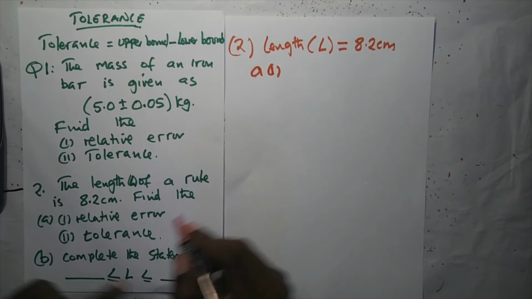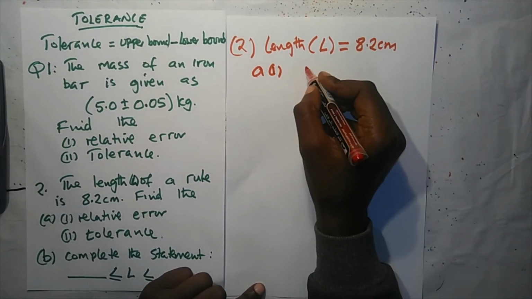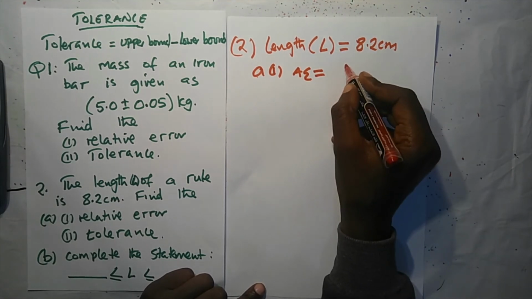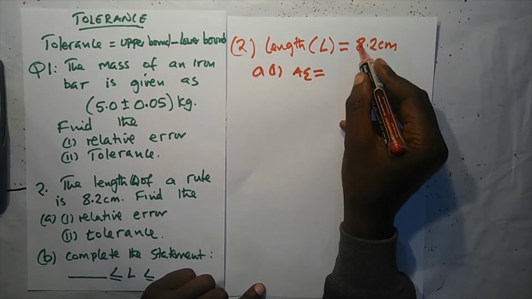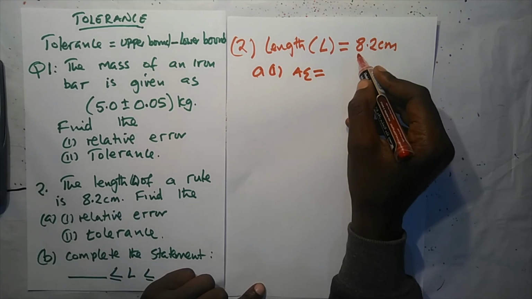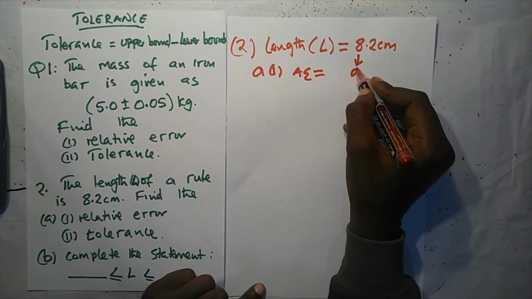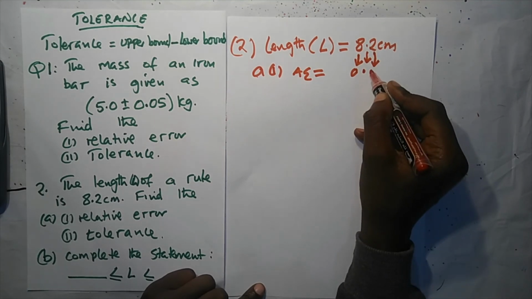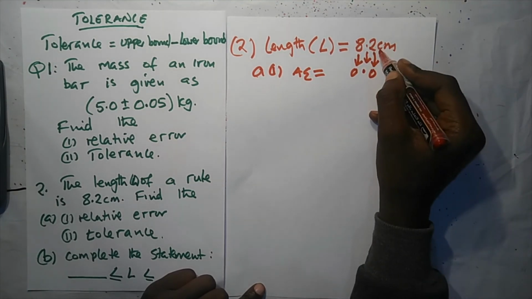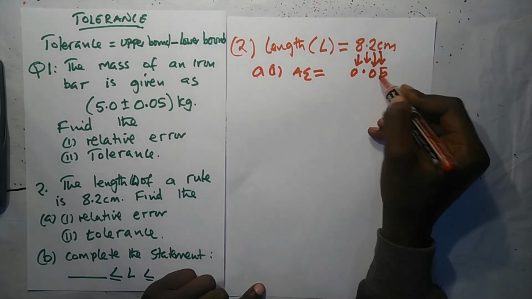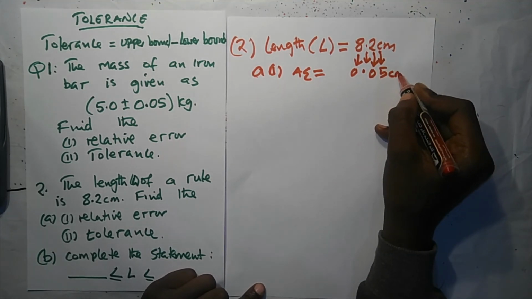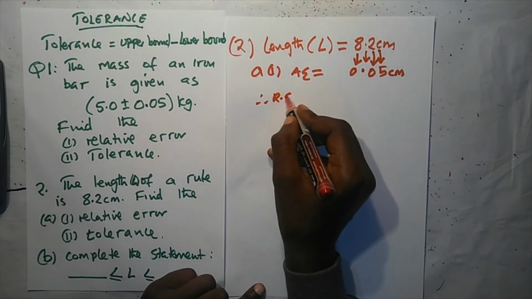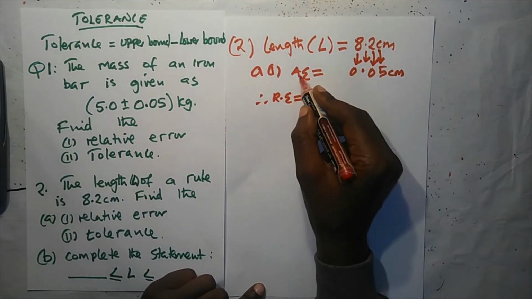So the first thing that you do is to find the absolute error. So the absolute error in our question is found like this. Since our length is 8.2, under this 8 you put a 0, under this point you put a point, under this 2 you put a 0, and then at the end where there are no numbers there you put a 5. So the absolute error is 0.05 centimeters.